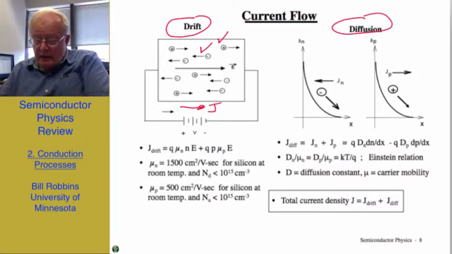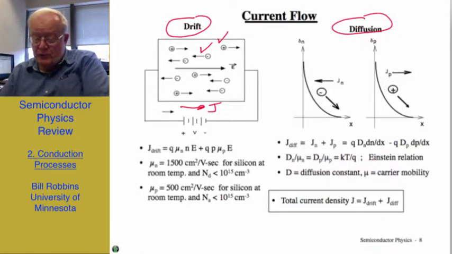Mathematically, we characterize the current density as the sum of two terms. The first term is the density of electrons times the mobility of the electrons times the electric field times the charge on each electron. The second term is the number of free holes times the charge on each hole times the mobility of the holes times the electric field. The product of mobility times electric field is the velocity with which the carriers are moving.